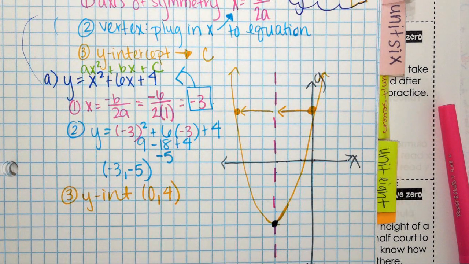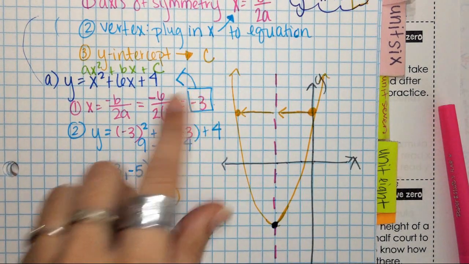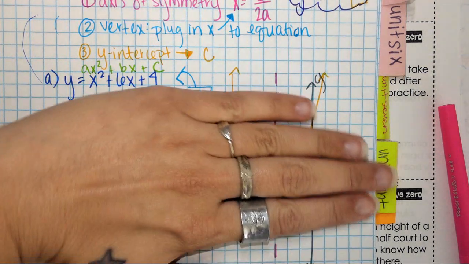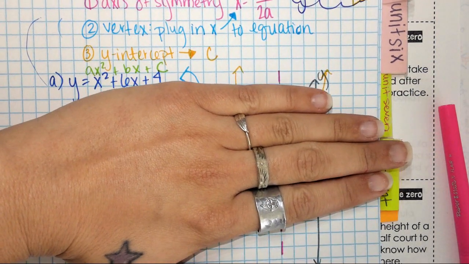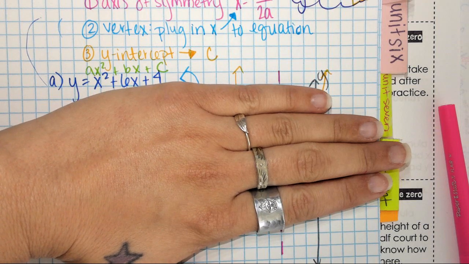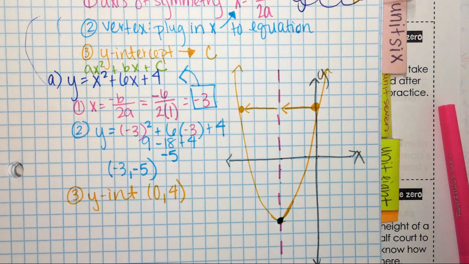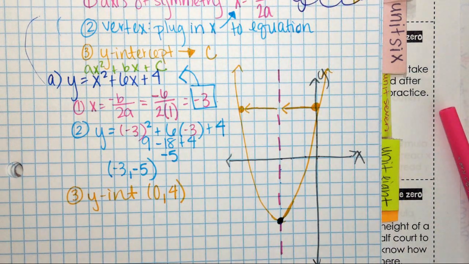All right, now, my question for you is, how do we know before graphing that this is going to open up? Before we do any of this, if I looked at this and said, how do you know that this graph is going to open up? It's x squared is positive. Both of you take a point. If x squared was negative, how would it open?